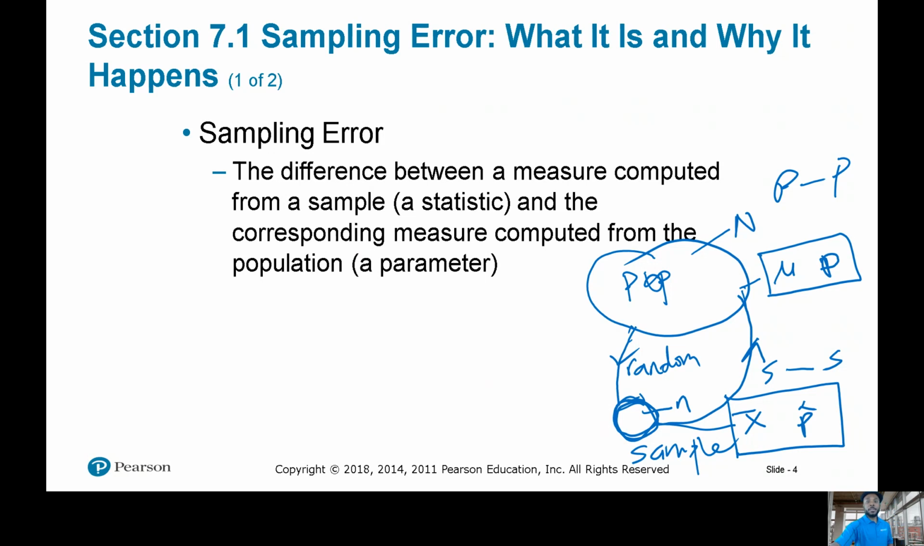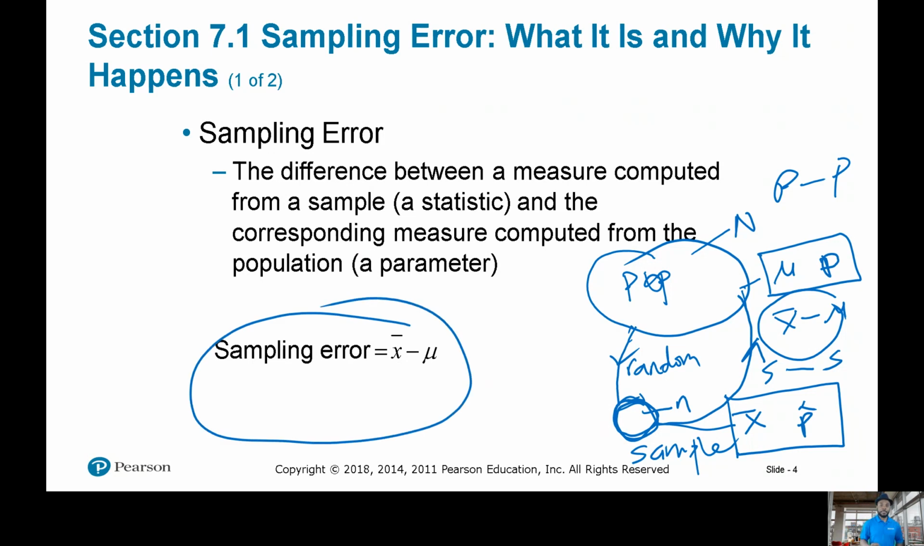Now, the difference between our sample mean and our population parameter is what is known as the sampling error. Right, so that's the sampling error. X bar is the sample mean and mu is the population mean.